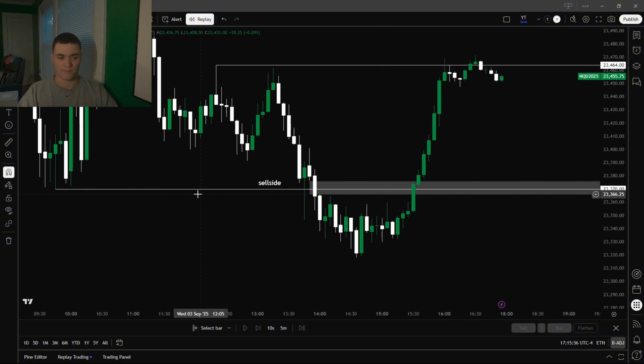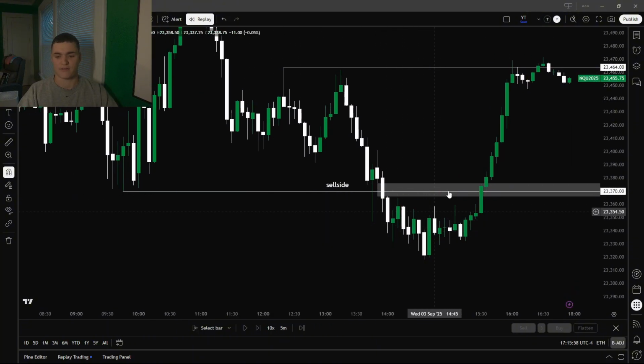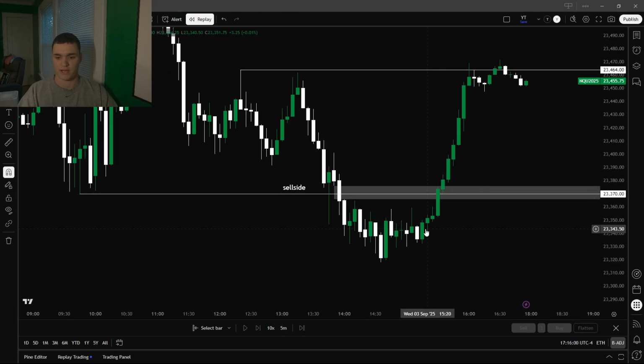So sweep, we had tapped into a higher time frame gap. We get the inversion right here, and it's on good momentum, right? Several green candles in a row, nice impulsive move. I feel great about taking this. So we do, and it pans out.